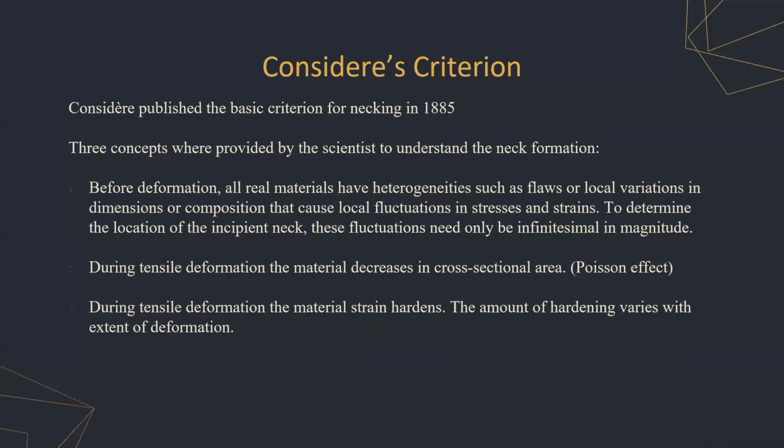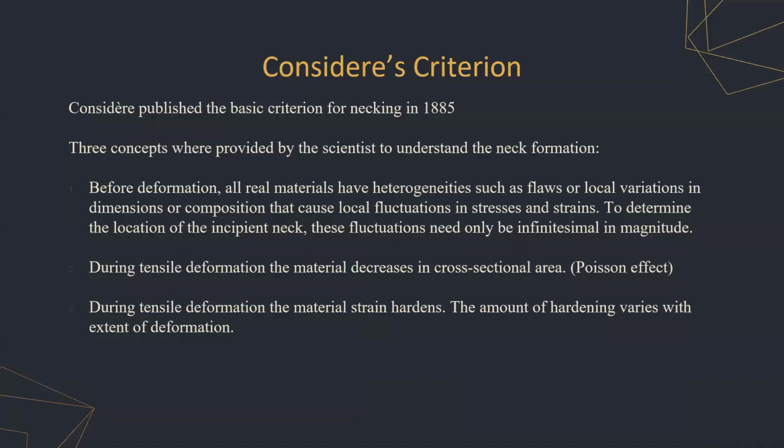The first concept was that before deformation, all real materials have heterogeneities such as flaws or local variations in dimensions or composition that cause local fluctuations in stresses and strains. And to determine the location of the incipient neck, these fluctuations need only be infinitesimal in magnitude. This concept determines the neck's location.